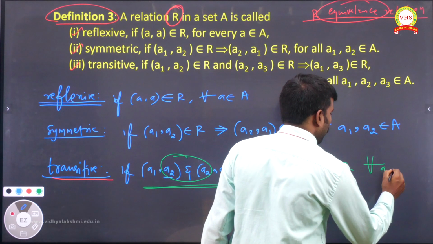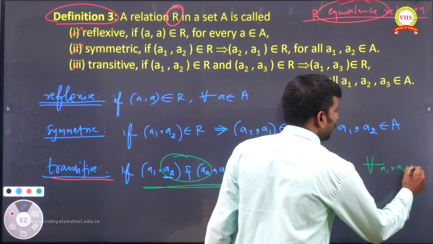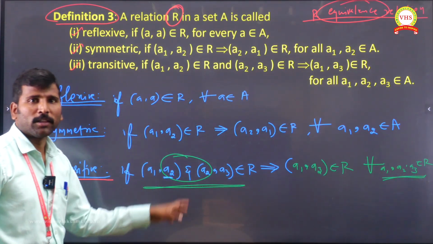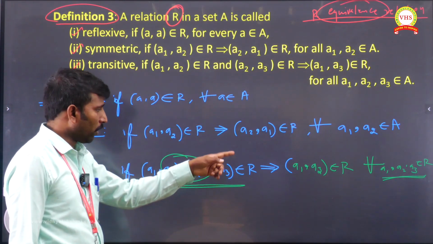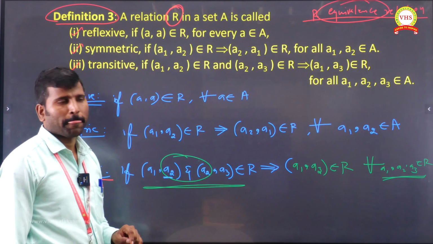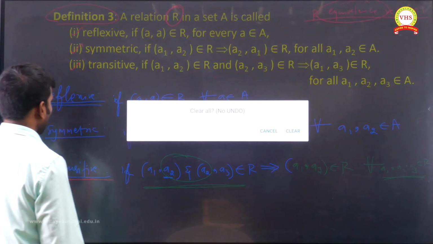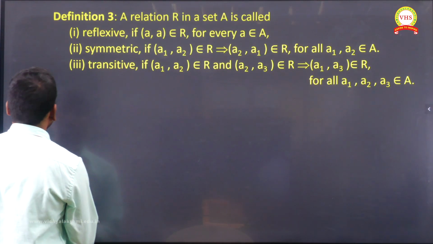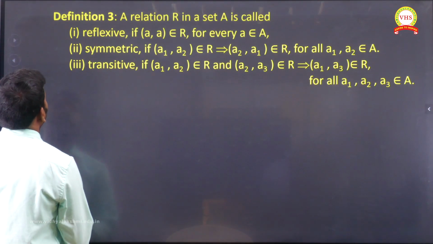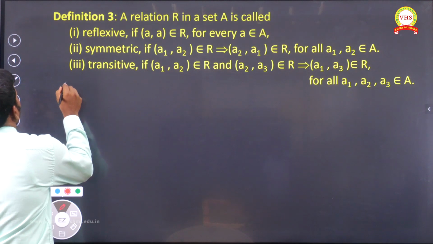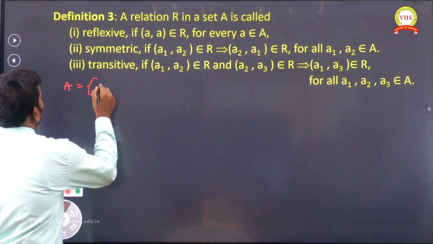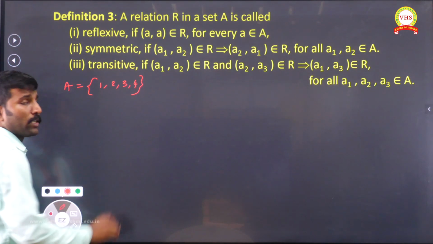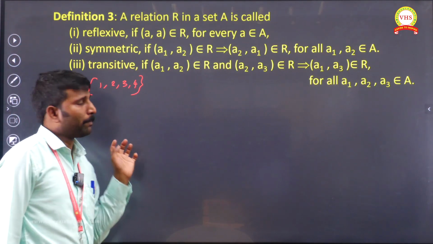Here also A1, A2 and A3 should belong to R. Here also all three elements should belong to R. Understand? Right. Example will go here. For this example, I will take any simple situation. Suppose A is equal to {1, 2, 3, 4}. I am taking my own example.